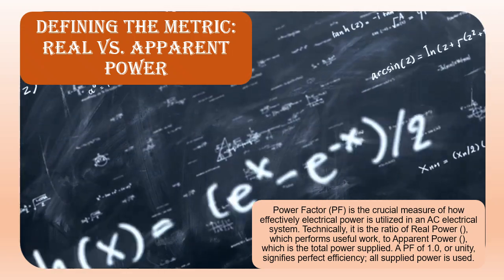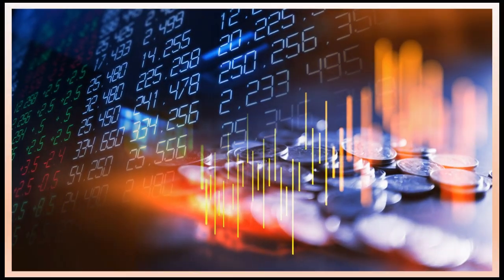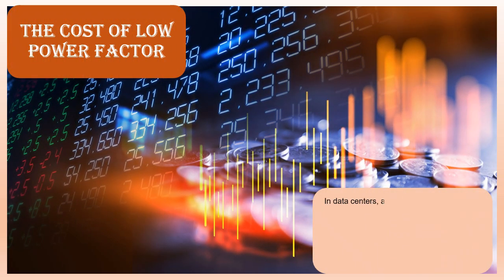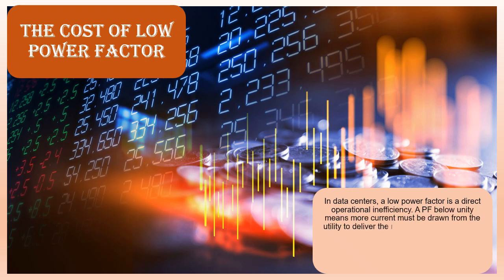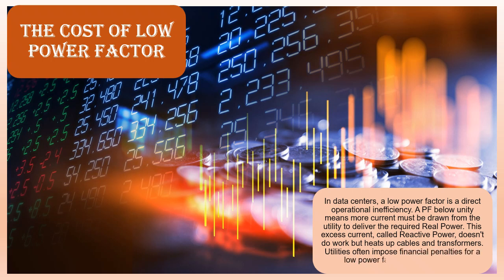The cost of low power factor. In data centers, a low power factor is a direct operational inefficiency. A PF below unity means more current must be drawn from the utility to deliver the required real power. This excess current, called reactive power, doesn't do work but heats up cables and transformers. Utilities often impose financial penalties for a low power factor.